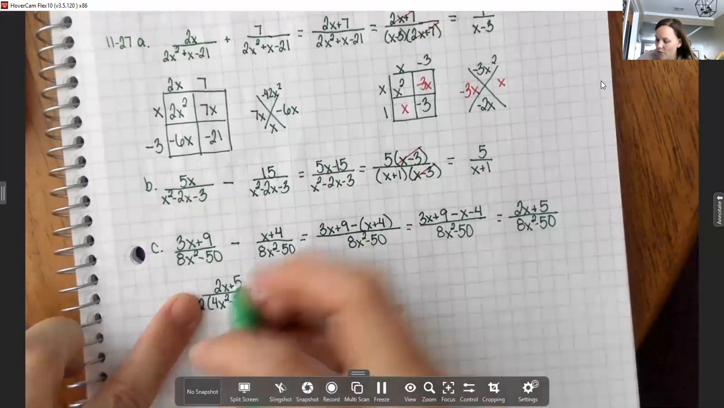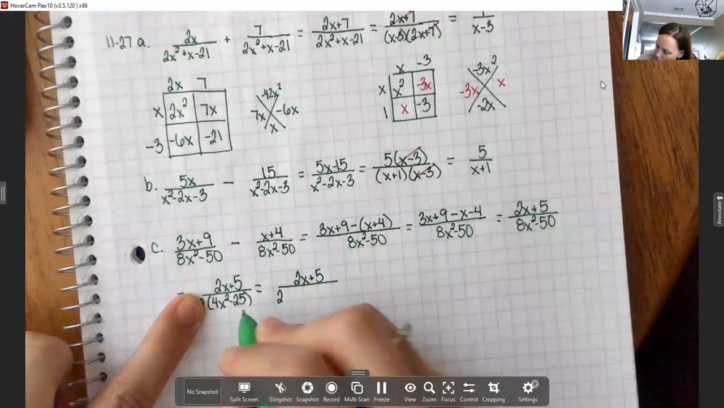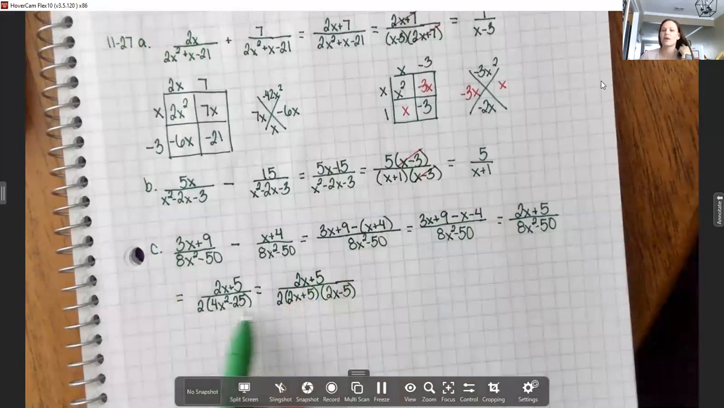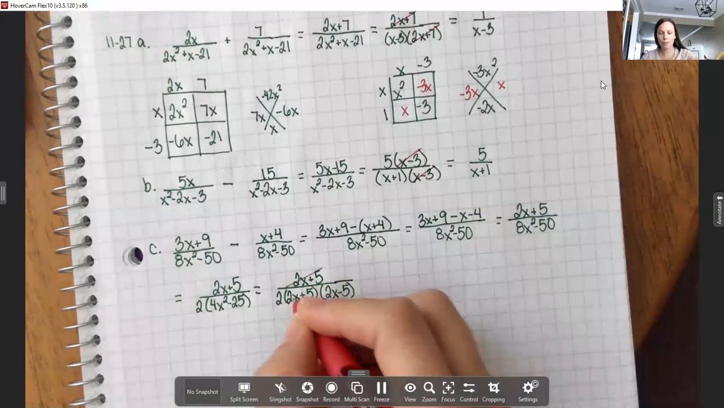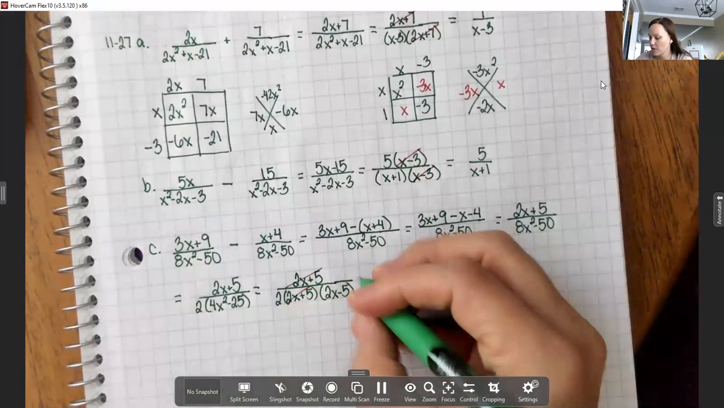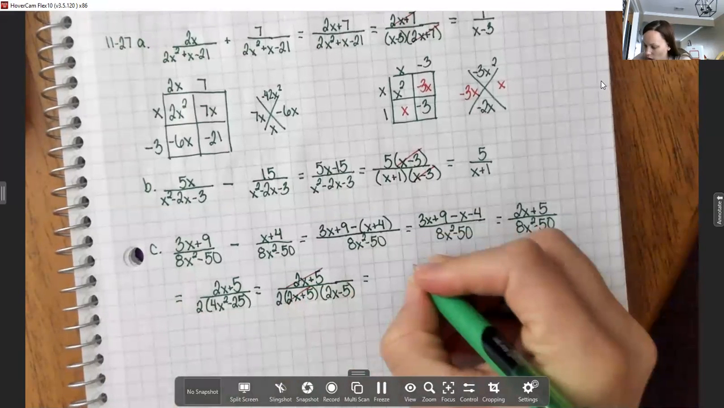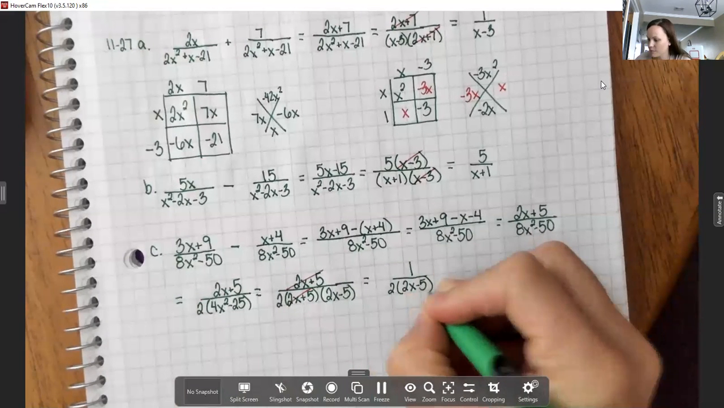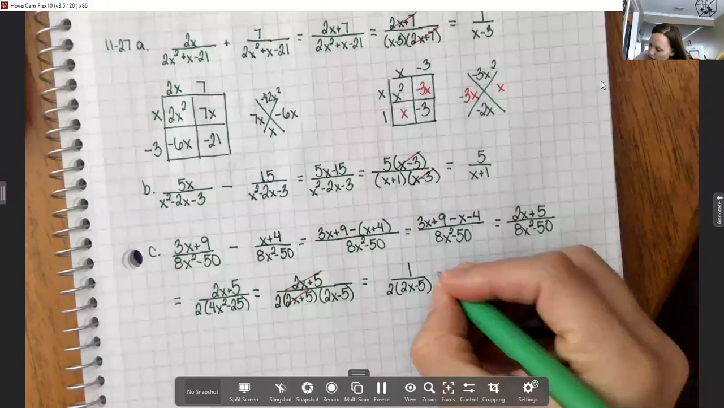That 2 stays in front, but 4x squared minus 25 factors into (2x + 5)(2x - 5). The square root of 4x squared is 2x, and the square root of 25 is 5. So you get one plus and one minus. The 2x plus 5 simplifies, so we have 1 divided by 2 times (2x - 5), which is equivalent to 1 over (4x - 10).